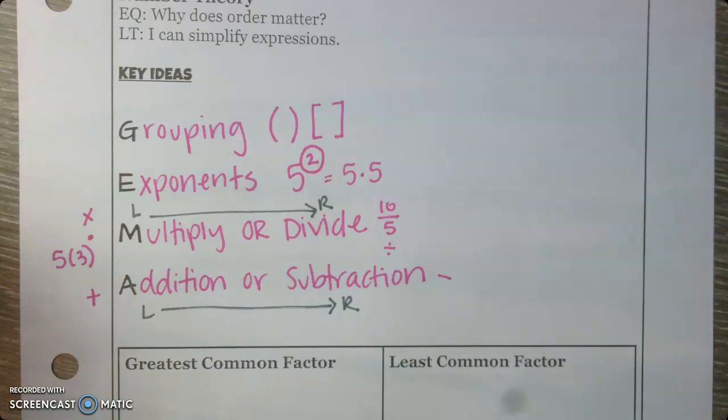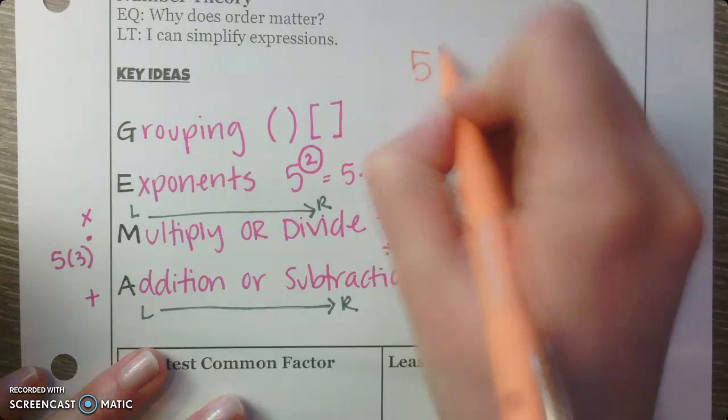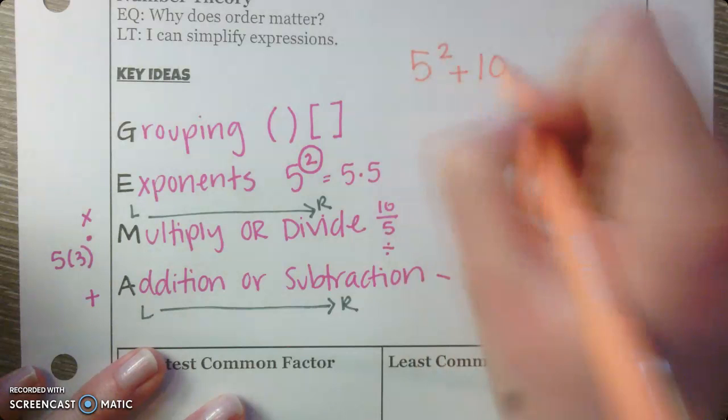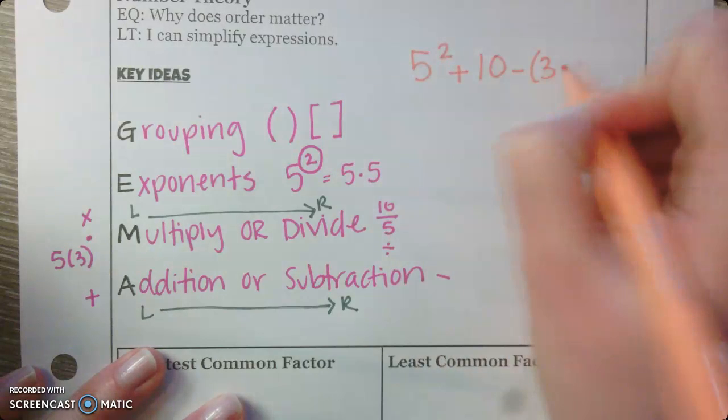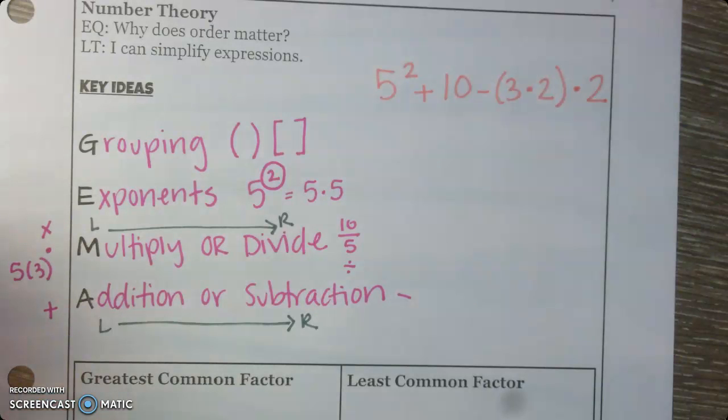All right, so let's do one example together over on the right side of your space. If you need to pause to get caught up, do that now and then try the example. Okay, so I've got 5 squared plus 10 minus 3 times 2 times 2. All right, write that down. Try solving it by yourself. See if you can do it. See what number you get. You should get it down to one number.